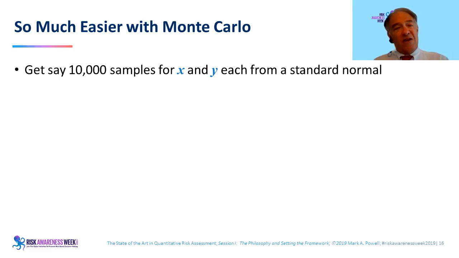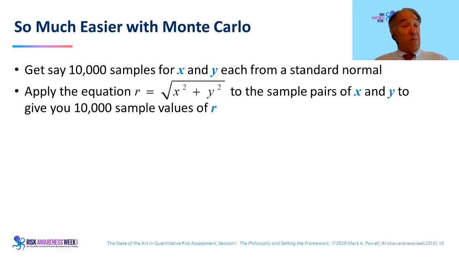Let's get, say, for example, 10,000 samples for each x and y from a standard normal. Now they're independent, so we just get 10,000 samples for x and 10,000 samples for y. We apply the equation r equals the square root of x squared plus y squared to the sample pairs. This gives us 10,000 samples of the distance from the center of the target, r.